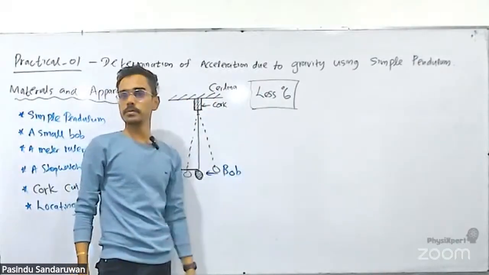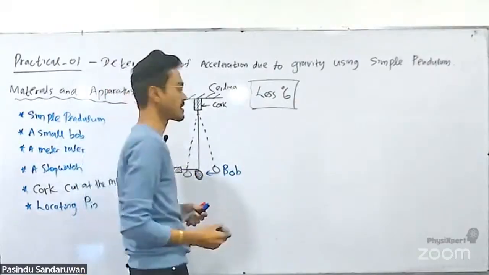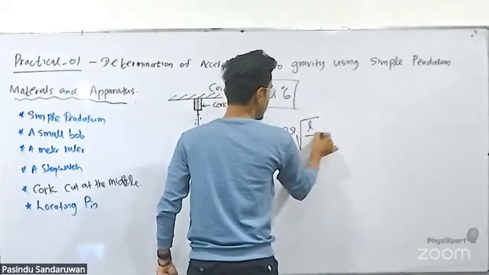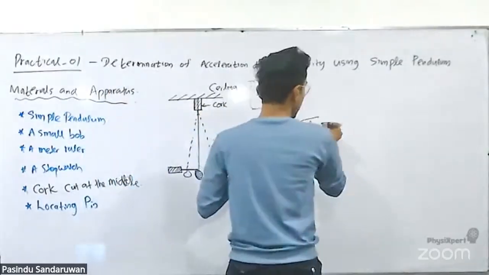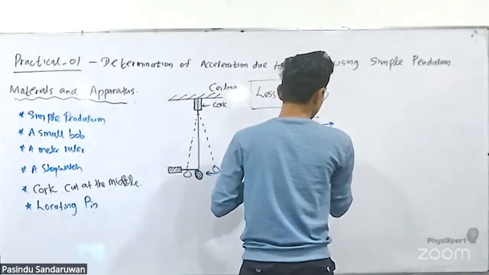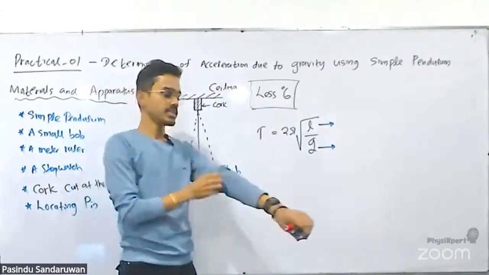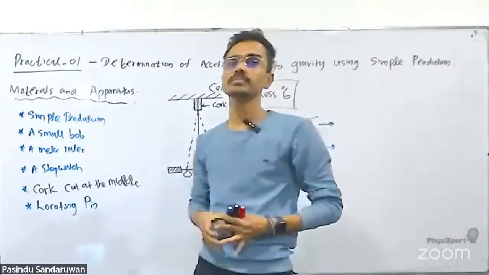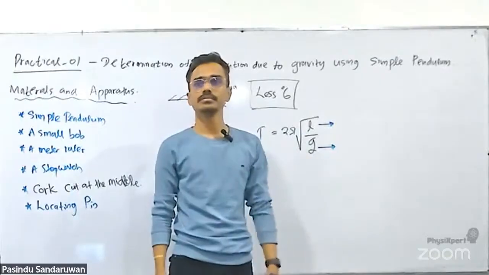The period of a simple pendulum in simple harmonic motion, what's the equation? That's a known equation: T equals 2 pi root L over G. And what is L here and what is G here? L is very special here. What is L here? Not the length of the string.